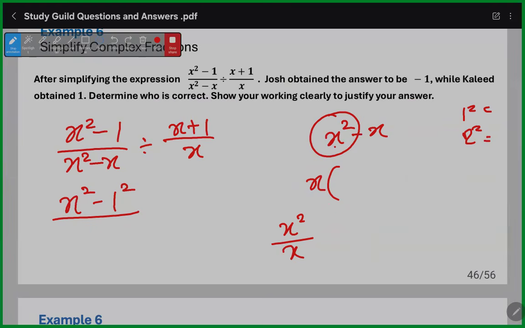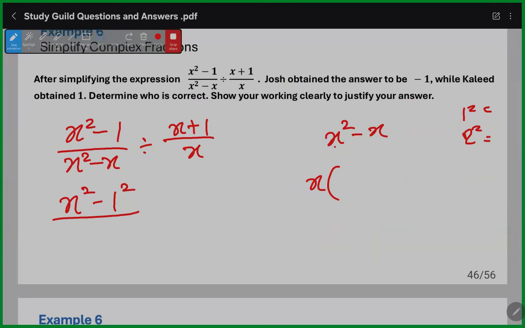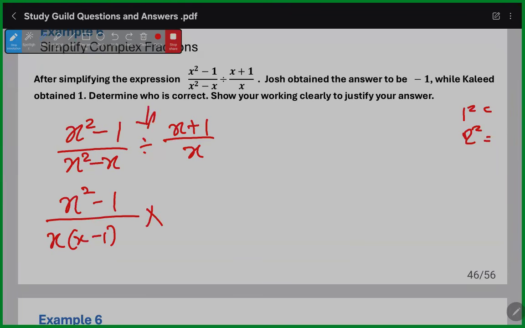I now have over x minus 1. Then divide, I'm going to change it to multiply. I have x over x plus 1 because I need to flip it, right? I need to flip it.